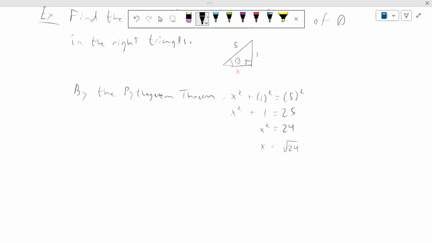I don't want to leave it like that. That can be simplified. And maybe it's been a while since you simplified radicals. So let me start off with an example here. Square root of 72, let's say. Well, I'm going to factor 72 completely. So 72 is the same thing as, let's see, 9 times 8. So that's going to be 2 cubed times 3 squared. Everybody okay with that?